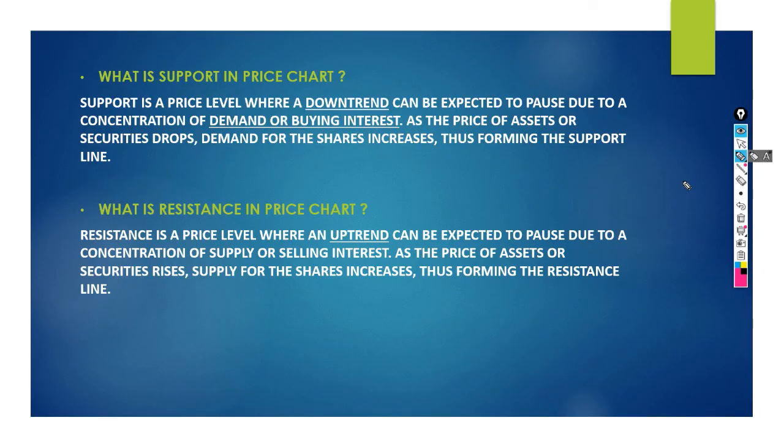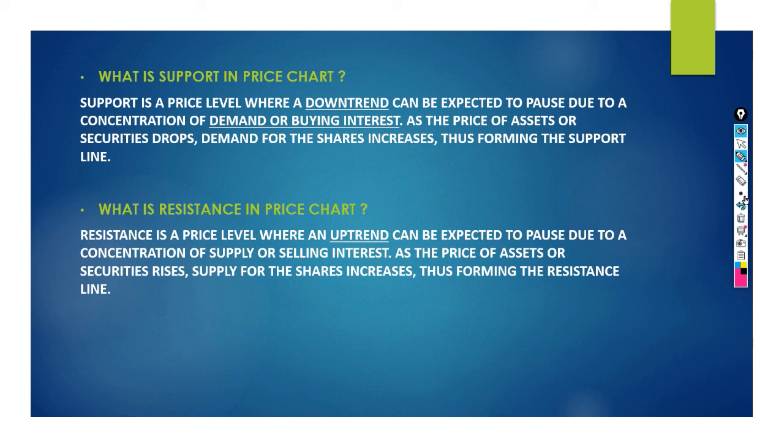Now, before proceeding, I would like to give you a brief definition of support and resistance levels. So, what is support? Support is a price level where a downtrend can be expected to take a pause due to the concentration of demand or the buying interest. Basically, there has to be a downtrend first, and the price will then take a pause, and from there it will reverse due to the emergent demand.